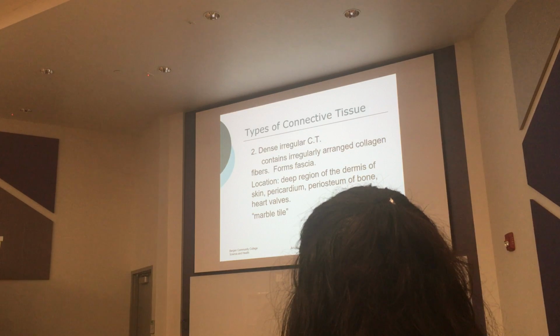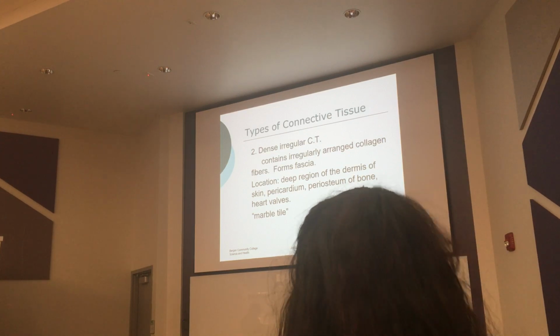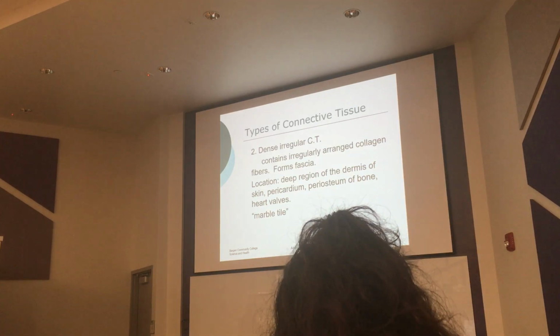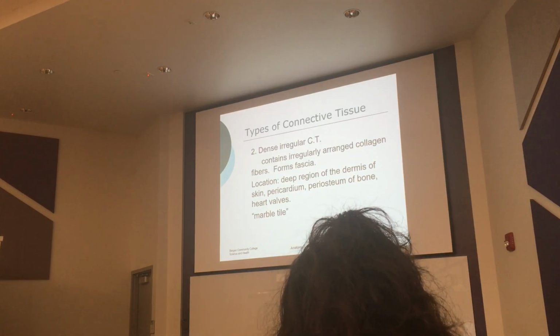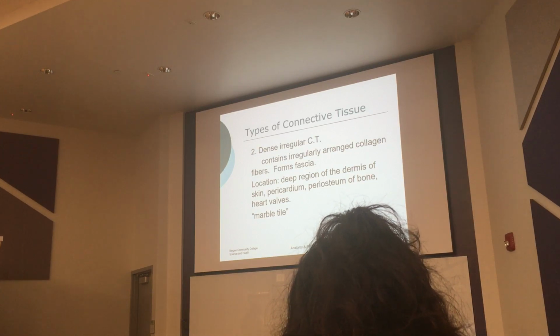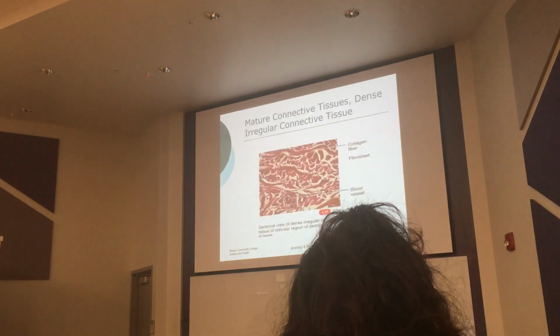The pericardium is a sac that surrounds the heart, the fluid-filled sac around the heart. Periosteum of bone is a membrane around the bones where ligaments and tendons attach. And our heart valves. This looks like marbling in tile, or like the marbling we get in meat. So if you're looking at this real quick, okay?